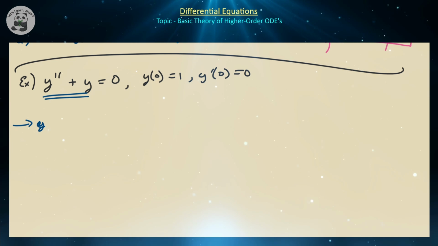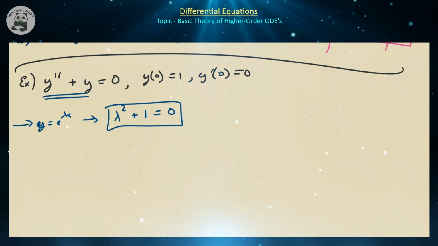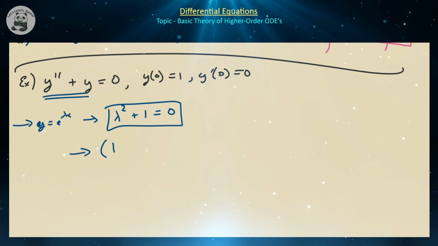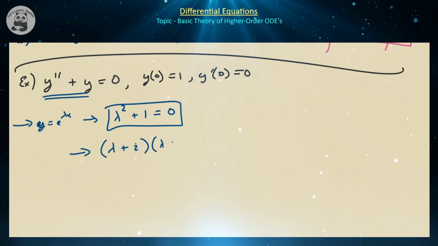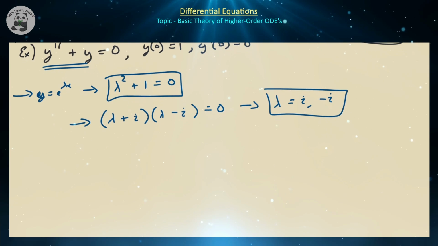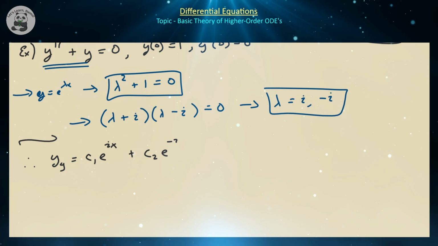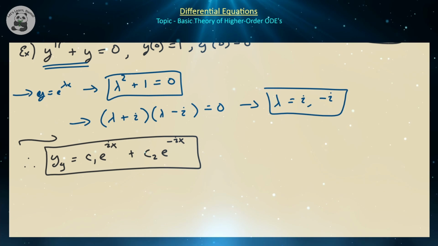So if we let y be equal to e to the lambda x, that's going to give us lambda squared plus 1 is equal to 0. So that's just the sum of perfect squares, so we can factor over the complex numbers with no issue. We're going to have lambda plus i and lambda minus i is equal to 0, giving us two values for lambda, i and minus i. So that's going to give us our general solution to this differential equation, at least over the complex numbers. So our general solution is going to be equal to c1 e to the ix plus c2 e to the minus ix.